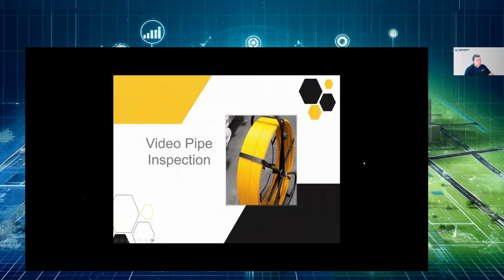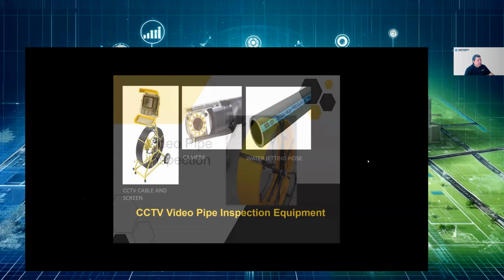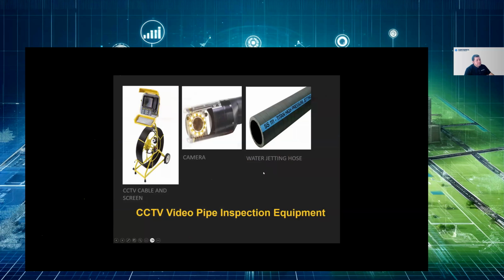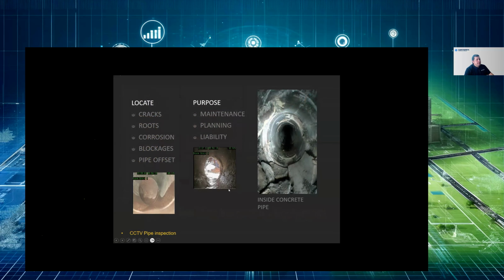Also, we use the video pipe inspection, the CCTV. The CCTV is pretty much a camera connected at the end of a cable that's being pushed in the lines, mostly storm drains and sewer. While it's pushed and driven along the pipe, it can detect if there are damages in the pipe. It can locate cracks, roots, corrosion.